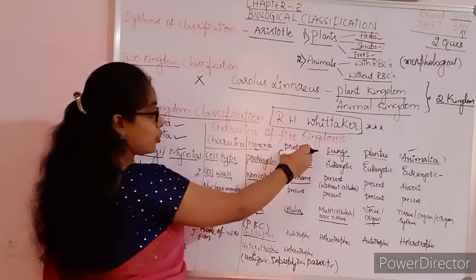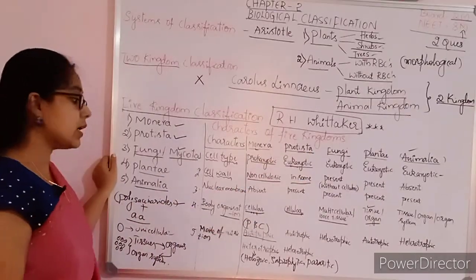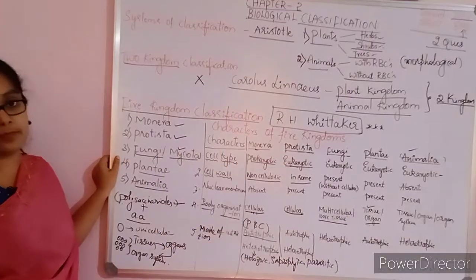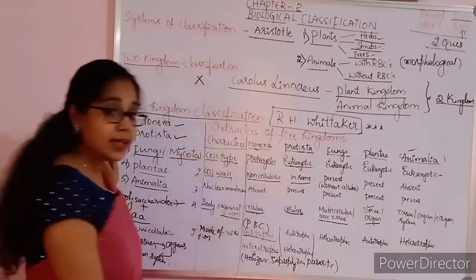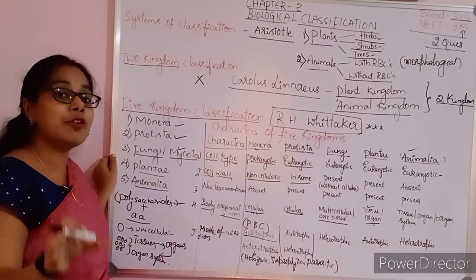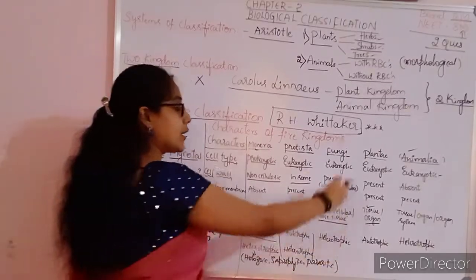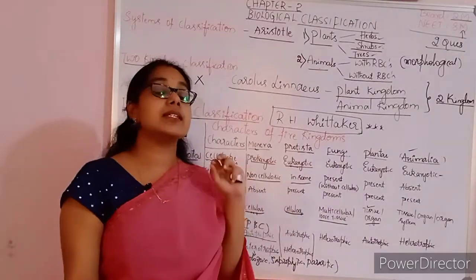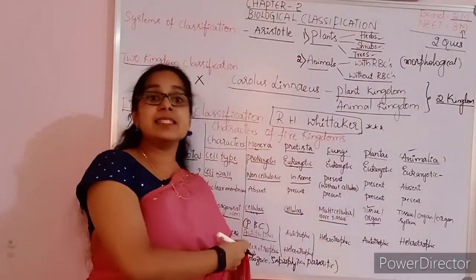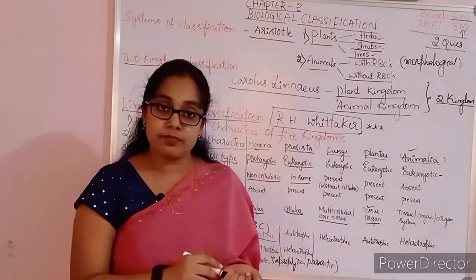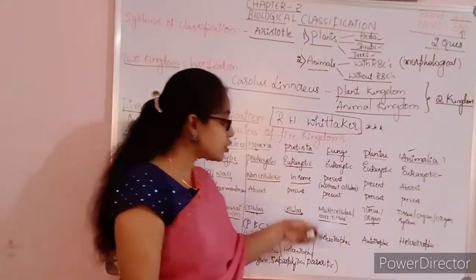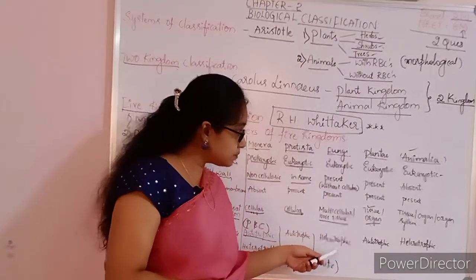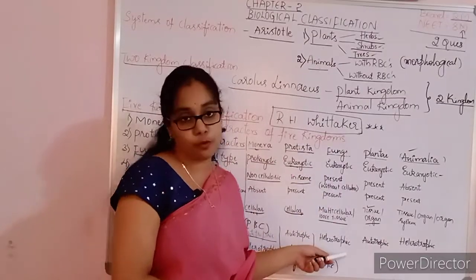Next, Protista. Protista are again autotrophic and heterotrophic. Next kingdom, Fungi. They are purely heterotrophic. Why? Because organisms coming under the kingdom Fungi do not have chlorophyll pigment at all. So they cannot synthesize their own food. Correct? For that reason, they have to depend upon other organisms for food. So Fungi are always heterotrophic.